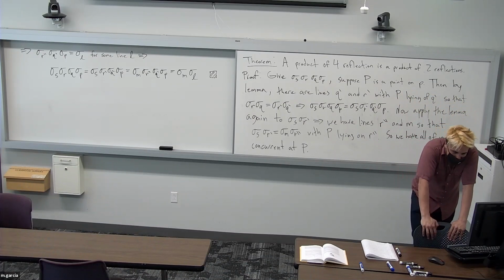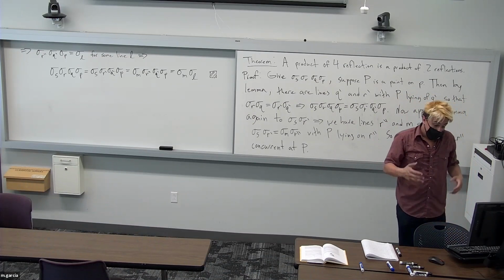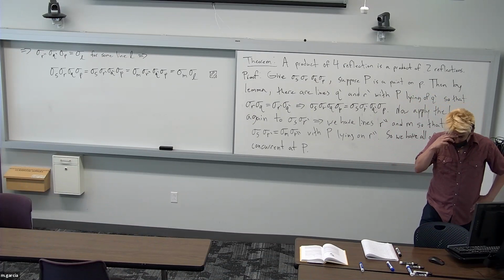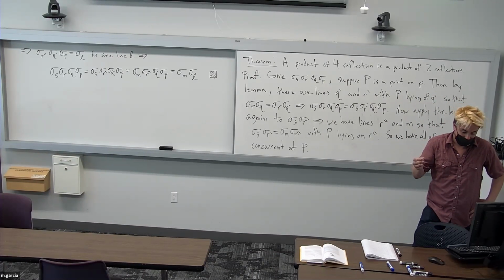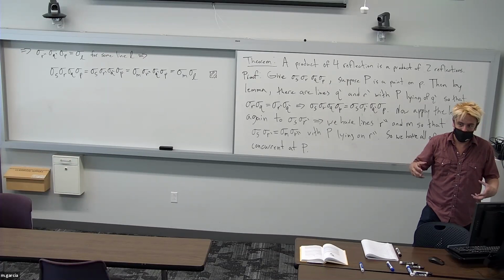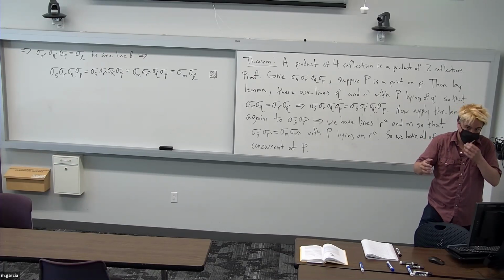So Keenan, does this mean that the product of 4 reflections is an isometry since it can be written as a product of 2? Yes. Also, we know that reflections generate the group of isometries. So any product of reflections is an isometry.